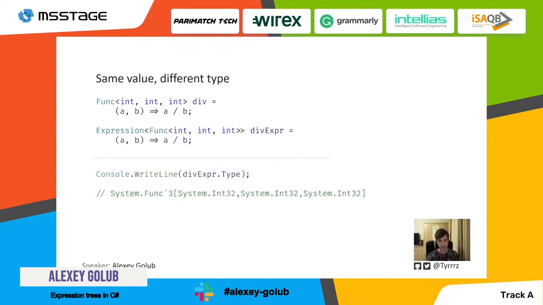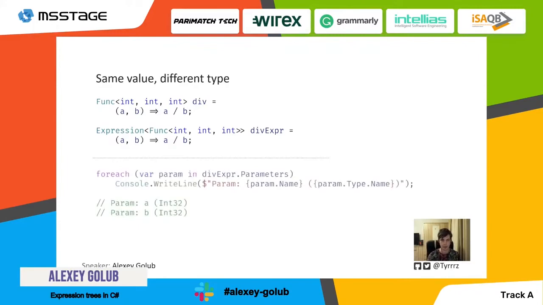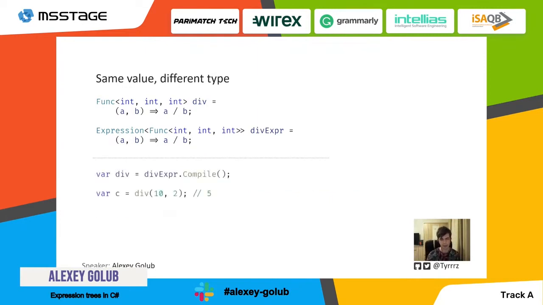And so with the div expression, we can actually look into what type it represents, and we'll get the same delegate type that we see above us. We can also, for example, look through parameters and see what kind of parameters it has. We can analyze it all kinds of different ways. And at the end of the day, we can also compile it, and when compiled, it will get the same delegate that we see above. So we can go from the latter to the former by just calling compile.